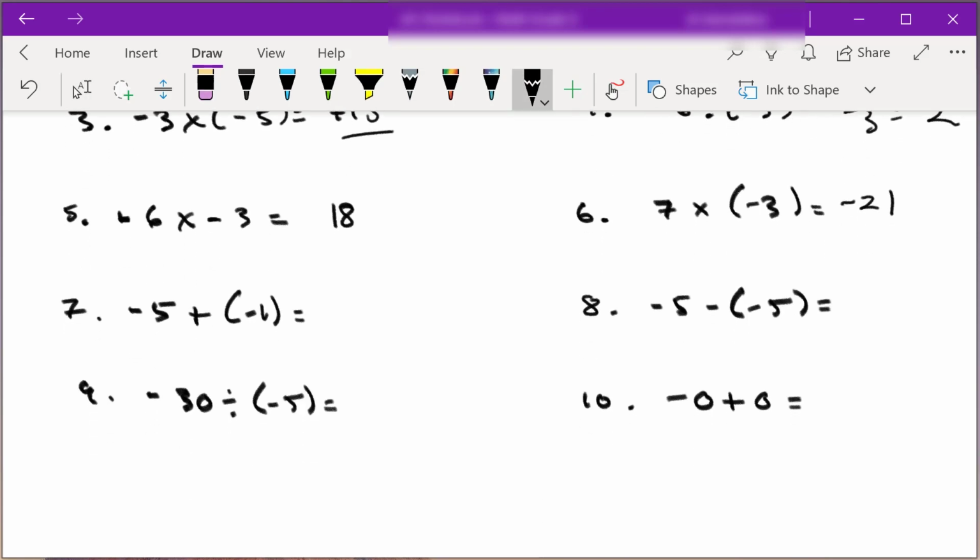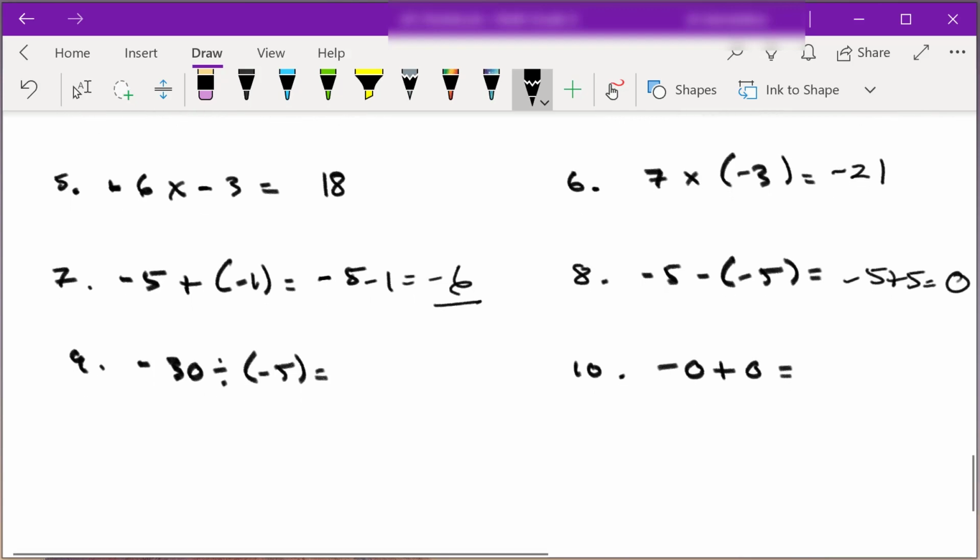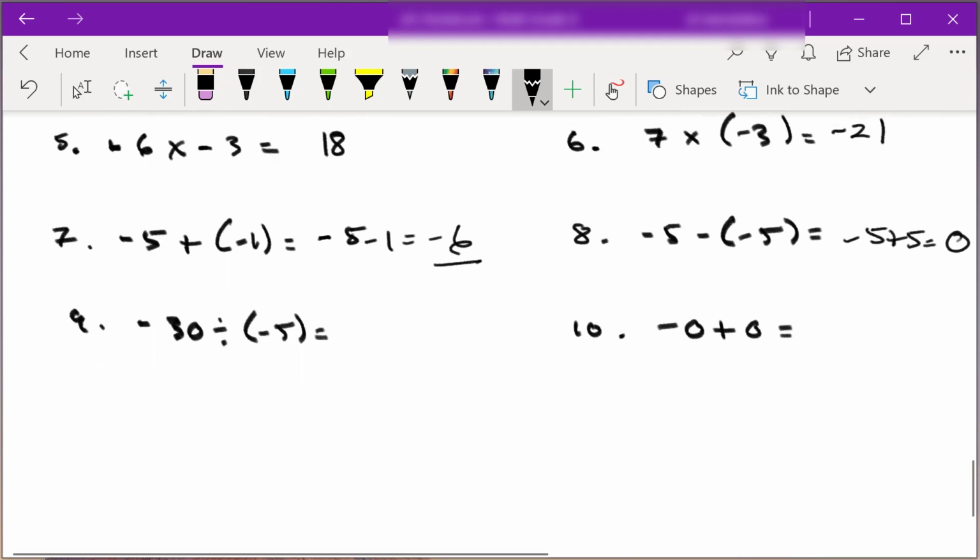Minus 5 plus minus 1 can be written as minus 5 minus 1, which is minus 6. Minus 5 minus minus 5 can be written as minus 5 plus 5, which is 0. Minus 30 divided by minus 5 can be written as minus 30 over minus 5, which is 6. And minus 0 plus 0 is simply 0.